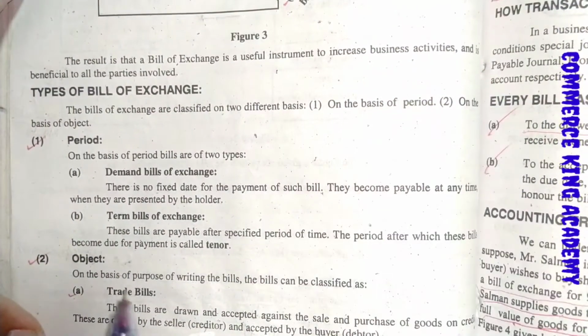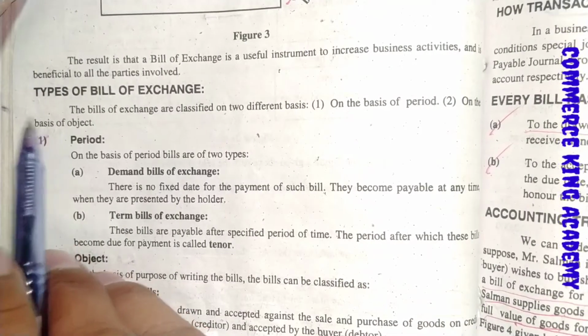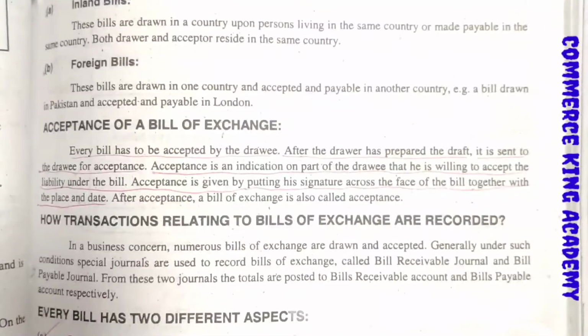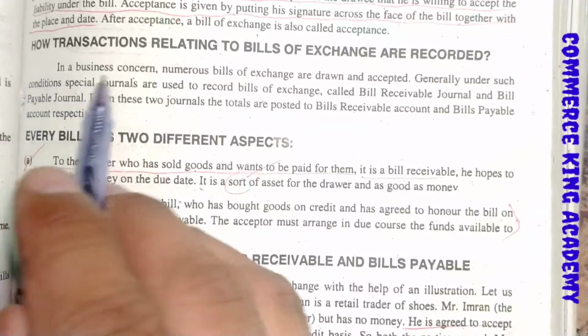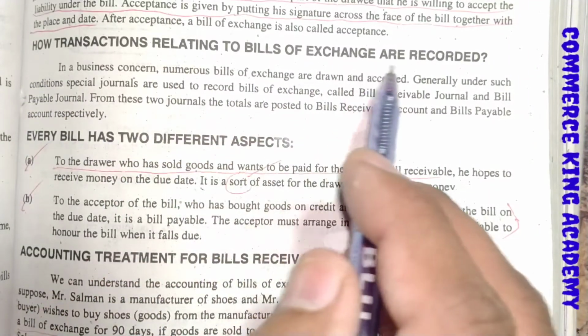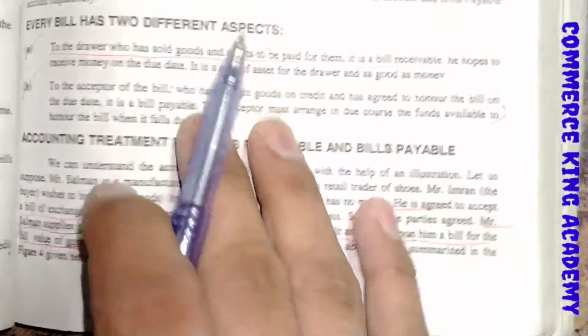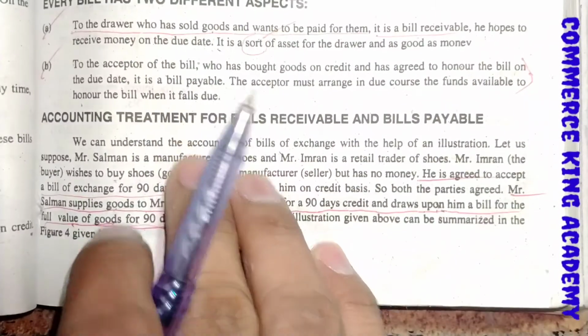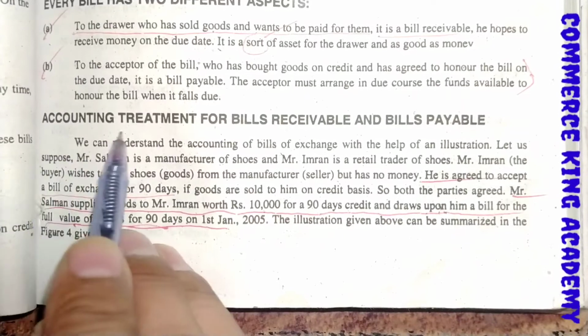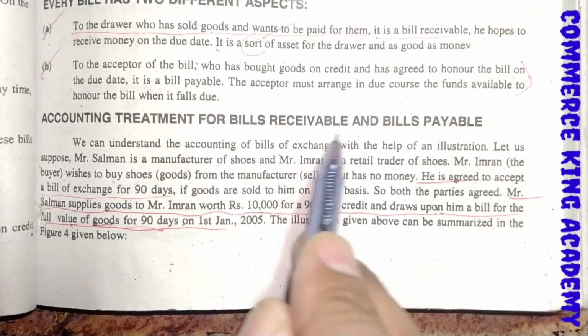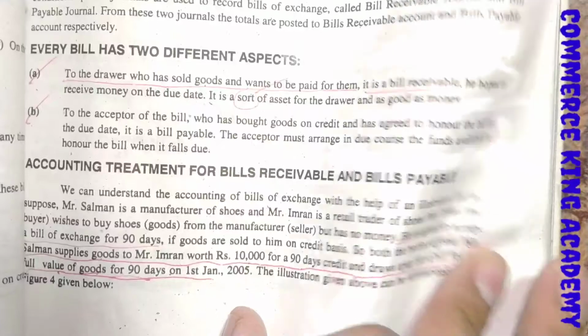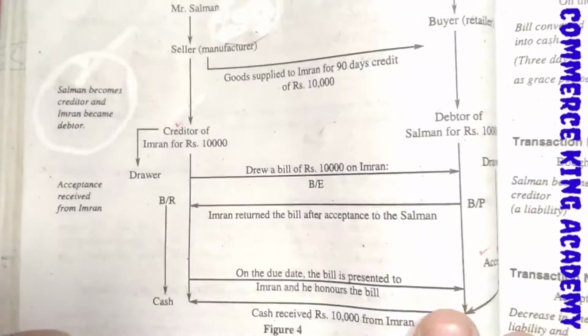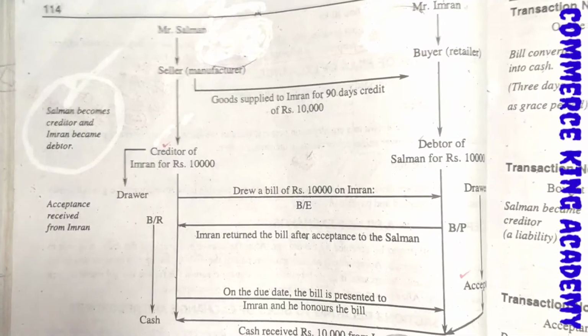When we went ahead, we studied the types of bills of exchange, classification, and acceptance of bills of exchange, and how transactions relating to bills of exchange are recorded. In the context of accounting, we discussed the accounting treatment for bills receivable and bills payable, and we also did illustrations with related concepts.